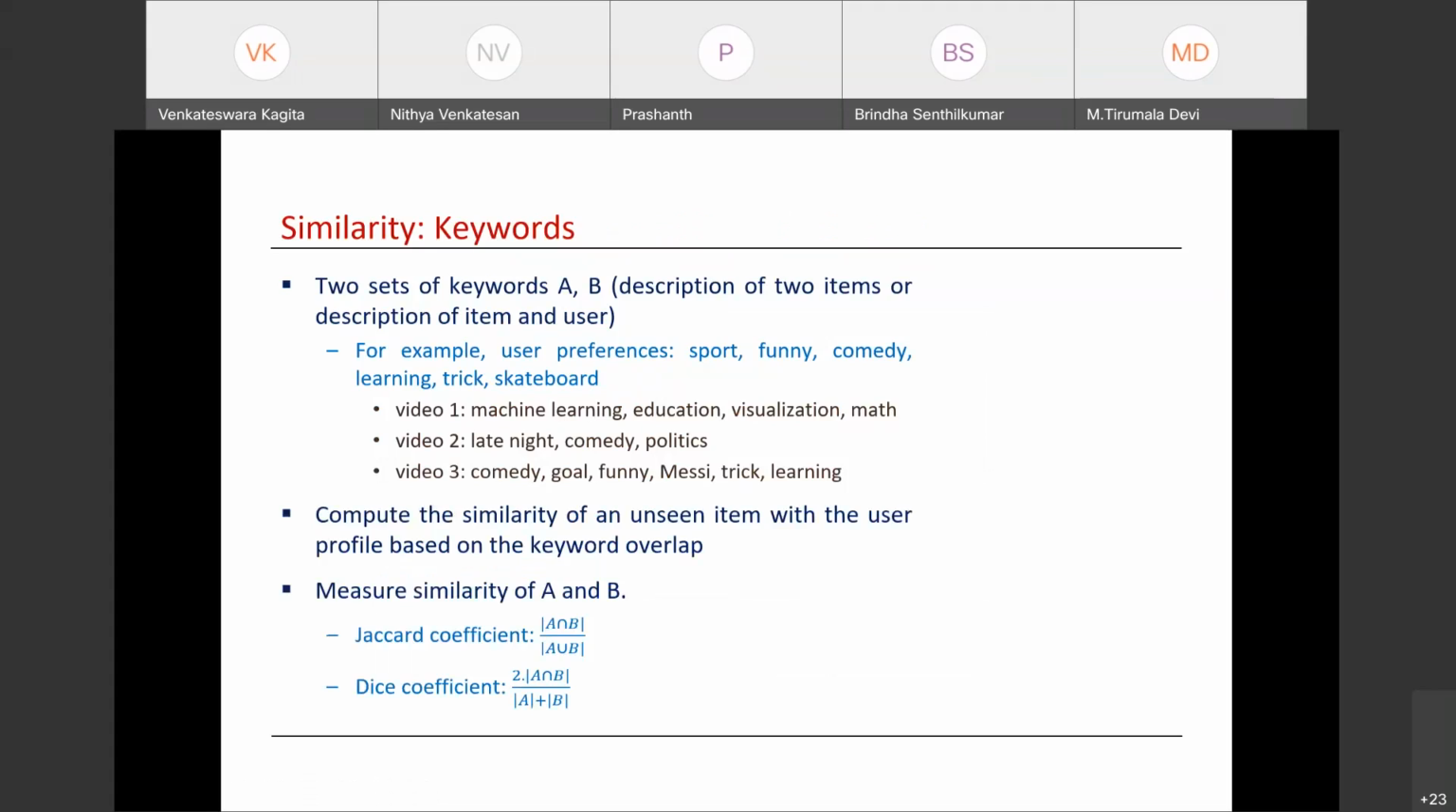There are some measures of similarity, the Jaccard coefficient or Dice coefficient, which measure the similarity in terms of the intersection between the two sets. One set is the user profile, the other set is the candidate item. You compute this similarity for all the candidate items that are unseen by the user and make the recommendation according to their similarity values. If it is highly similar, then you make the recommendation.